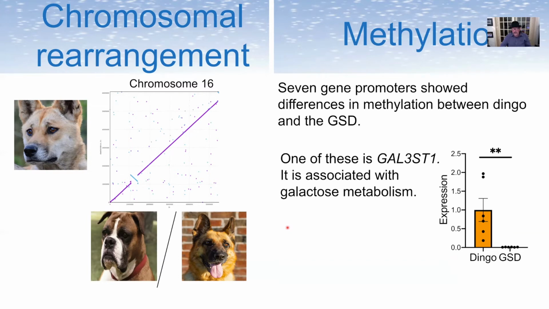In terms of the methylation patterns, there were 7 gene promoters that showed differences in methylation between the dingo and the German Shepherd. One of these was particularly interesting to us, which was GAL3ST1, because that was associated with galactose metabolism and provided a link with amylase 2B. We looked at that in a total of 8 dingoes and 8 German Shepherds. We looked at the expression patterns, and as predicted, methylation caused a reduction in the expression of GAL3ST1 in the German Shepherd.